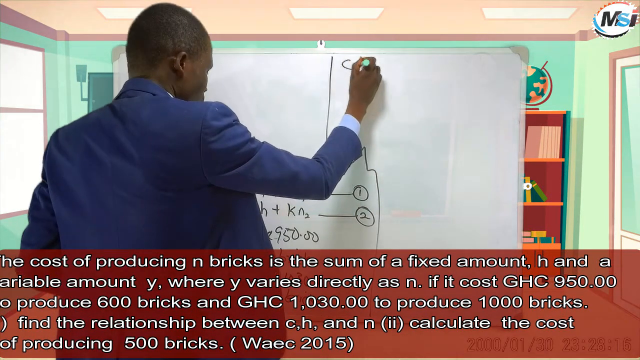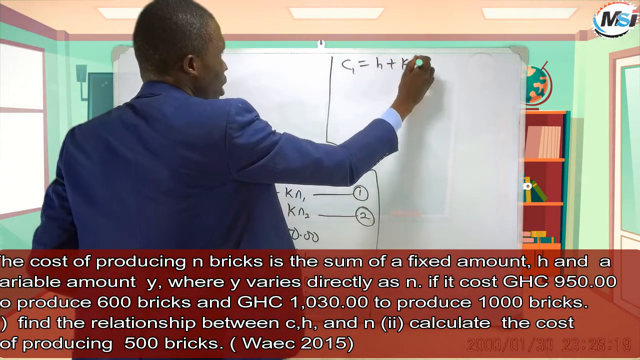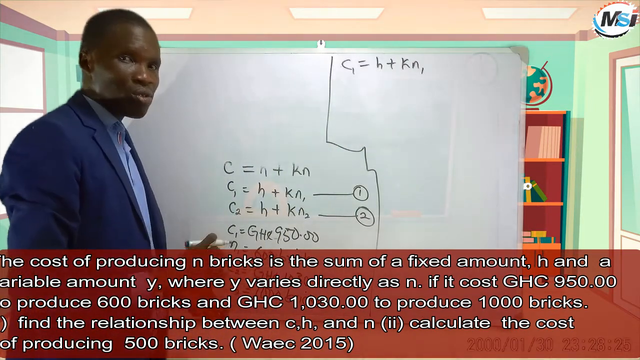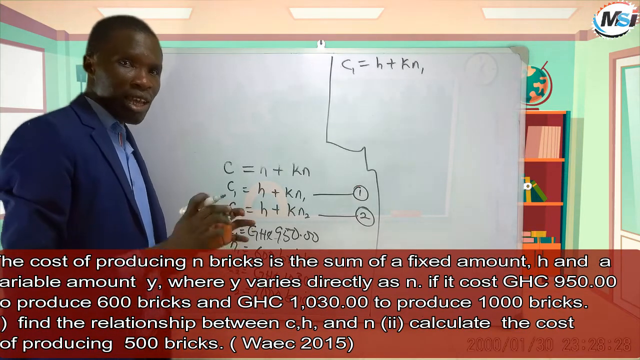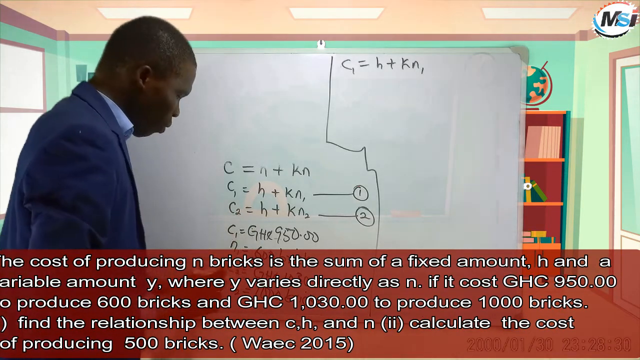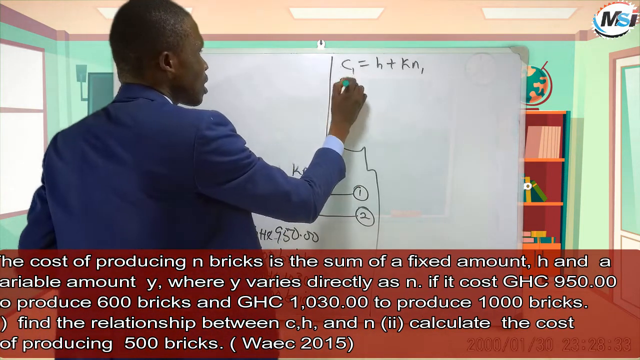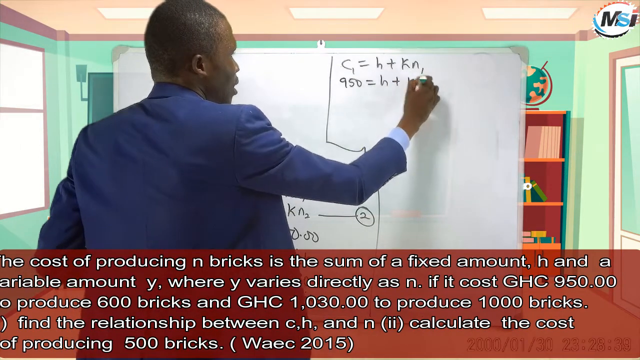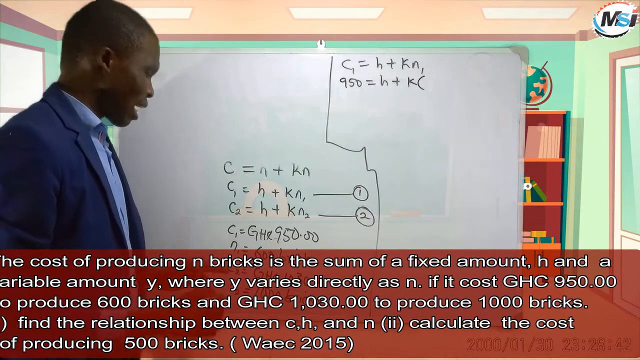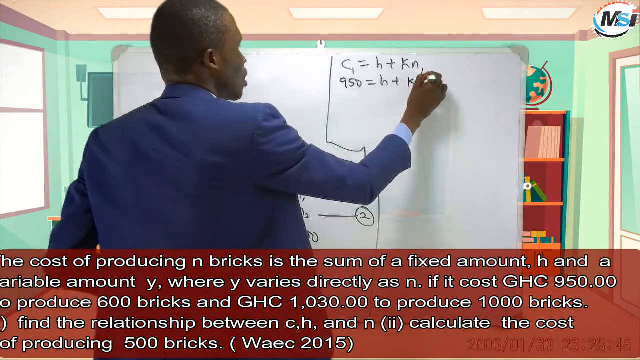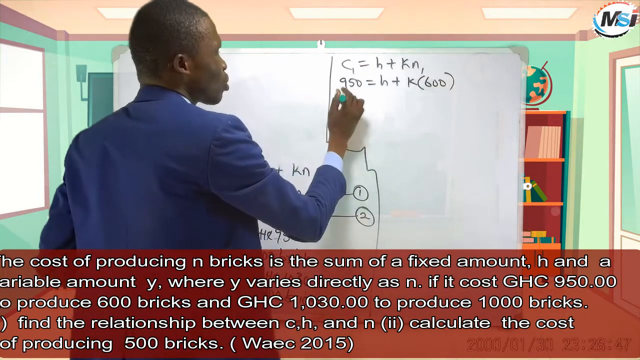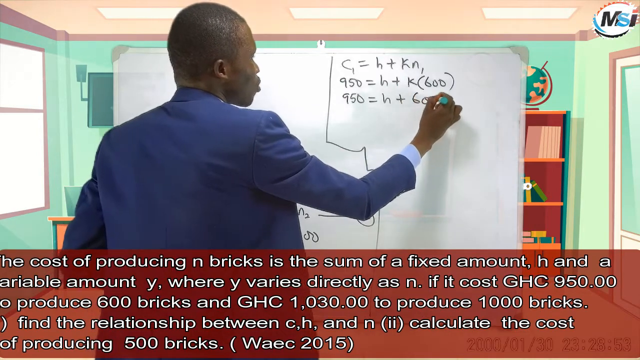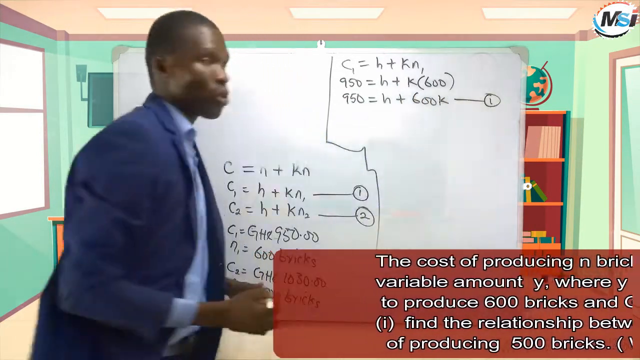C1 equals H plus K N1. K is constant and H is also constant. We have two constants there. So you need to understand this very, very well. So C1 is given to us as 950 equals H plus K multiplied by what is our N? N1 is 600. So this will give us 950 equals H plus 600K. We call this equation 1.